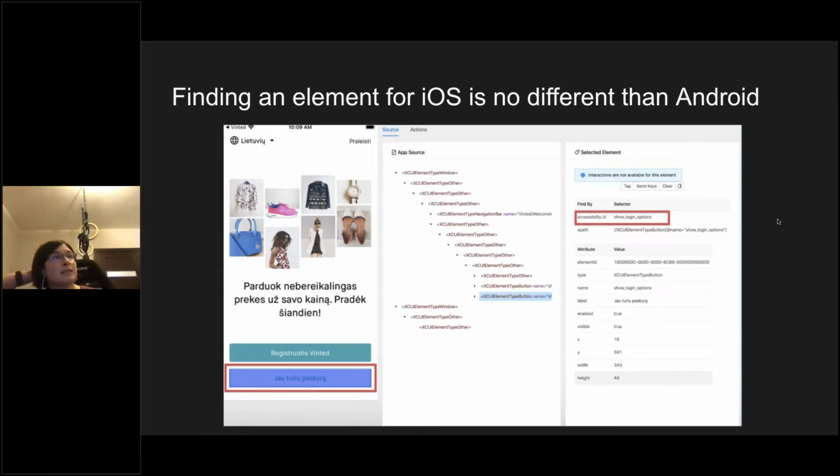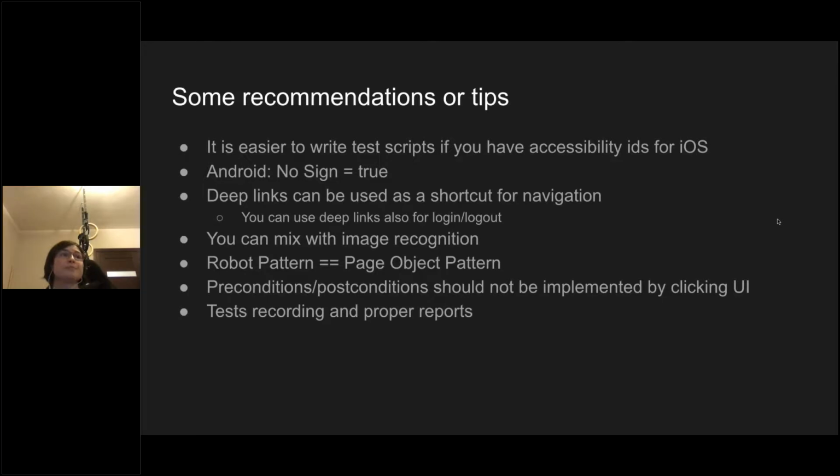And lastly, some recommendations and tips. So I talked about accessibility ID. If you want to make your tests faster, you can use deep links. It's kind of the same as browsing in a web application using URLs. And also it saves a lot of time if you use deep links for login and logout.